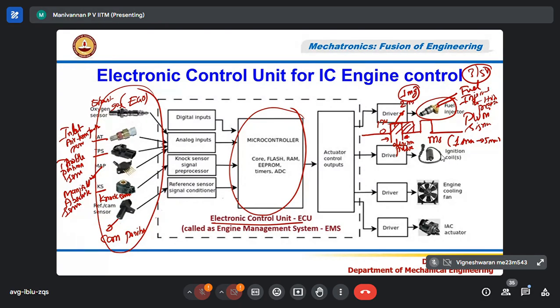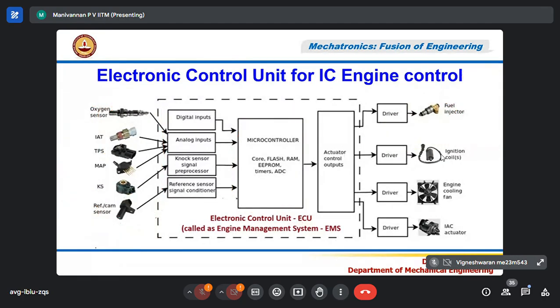By varying the pulse duration, which is called pulse width modulation, the ECU controls the fuel injected, so the torque produced by the engine, the engine load carrying capacity and speed, varies. That's how it works. Okay, then in SI engine, please note that the torque produced is proportional to air-fuel ratio and spark timing.